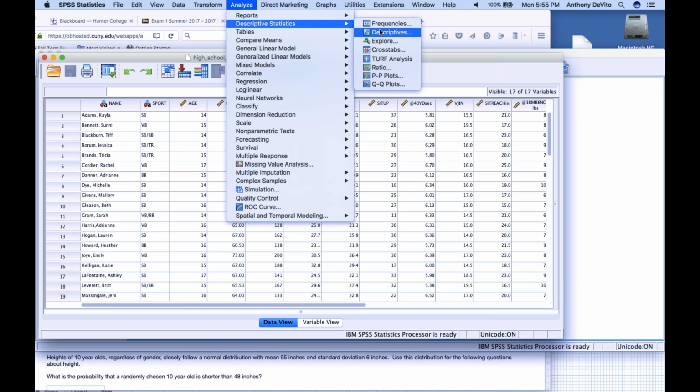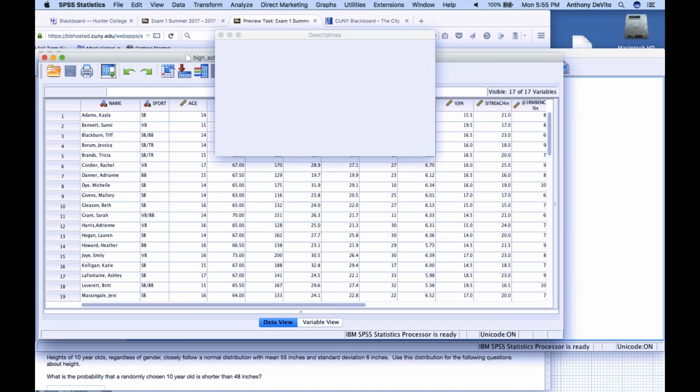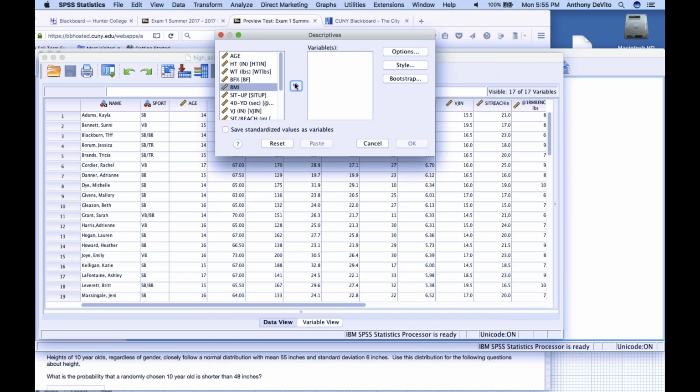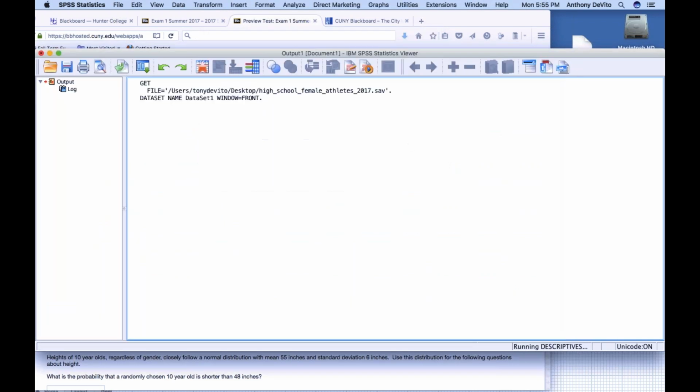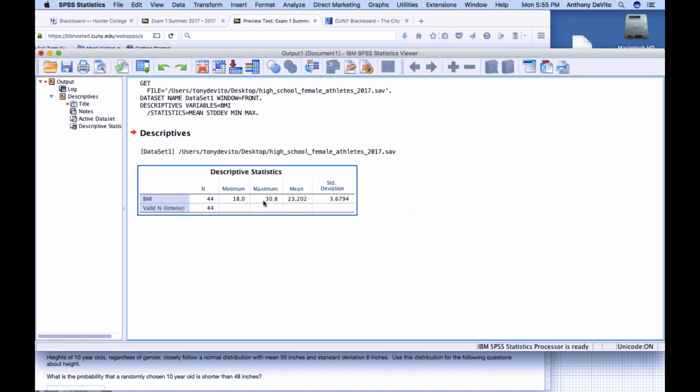If I want descriptive statistics for a numerical variable like BMI, I could go in here, move BMI into this column, and actually calculate various statistics for that, like the mean of the BMI. Mean is 21, the maximum, minimum, and so on and so forth.